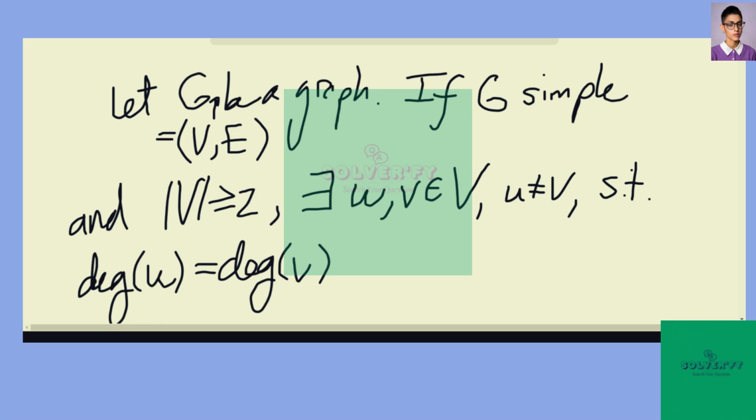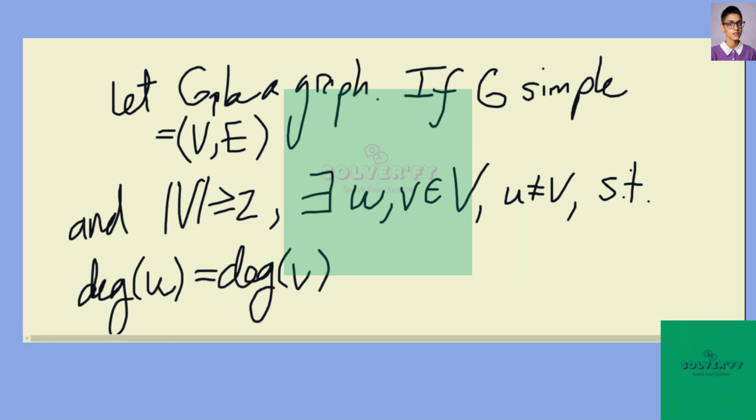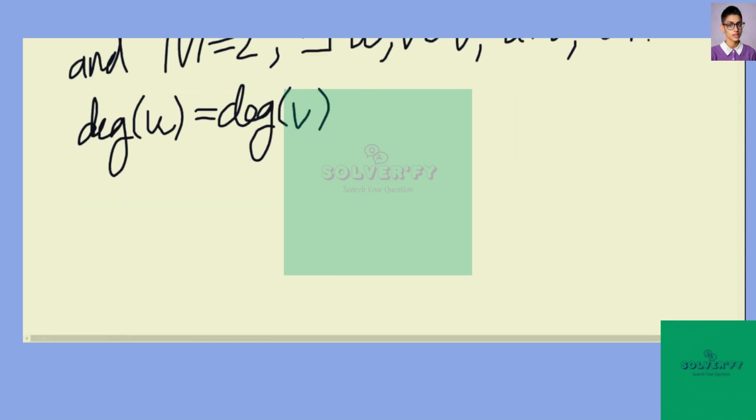We are asked to apply a previous exercise to a model of friend groups. We're told that we have a group of people, and we're asked to show that in this group there must be two people who are friends with the same number of other people in this group.